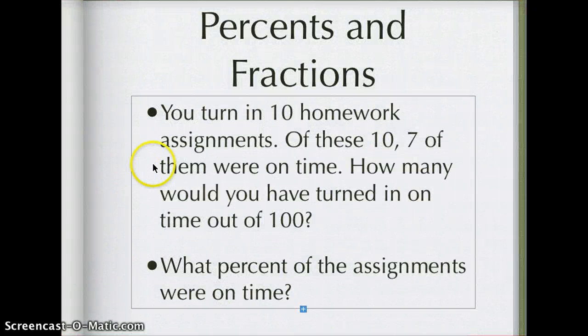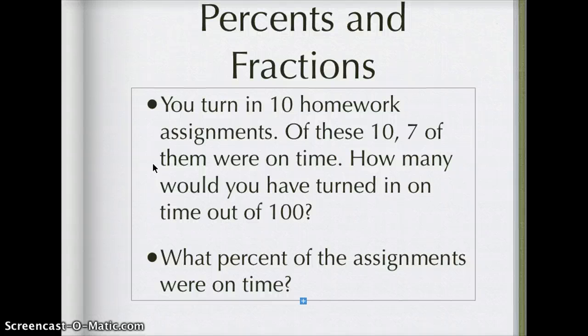All right, moving on. You turn in 10 homework assignments. Out of these 10, 7 of them were turned in on time. How many would you have turned in on time out of 100? So here you can see that we're kind of getting to the question right away now. So now I'm not asking you to write it as a ratio. I'm telling you right away go to 100.